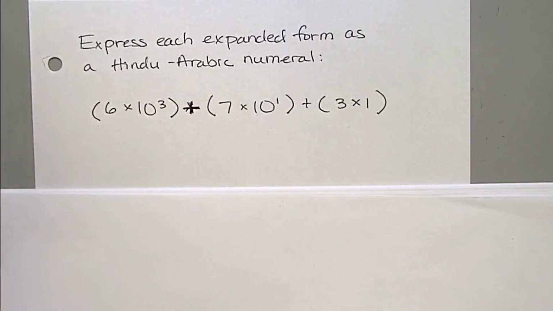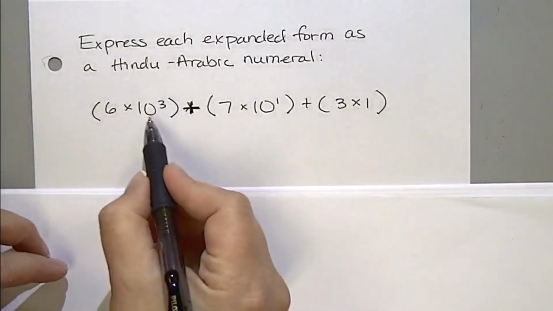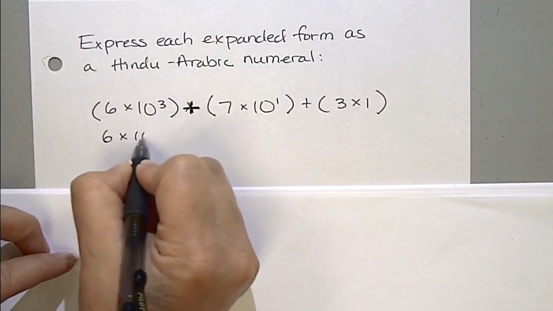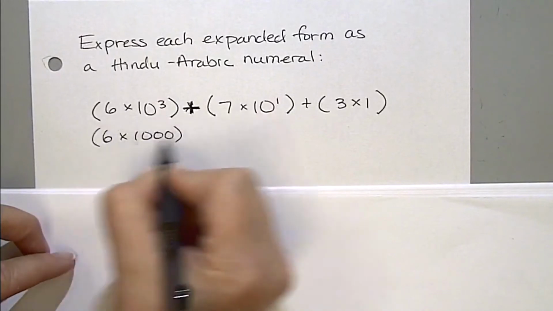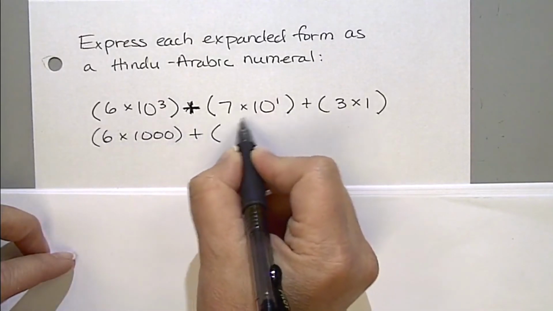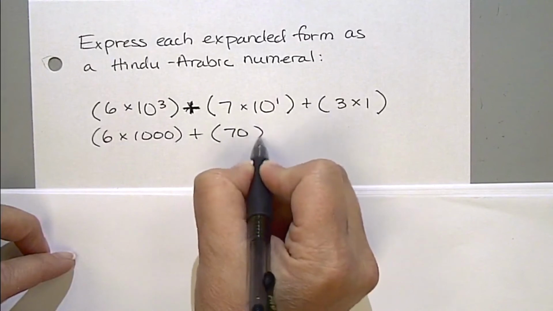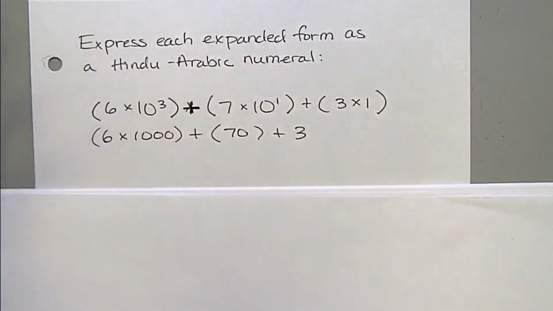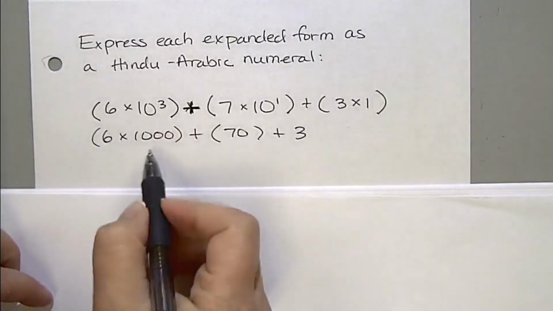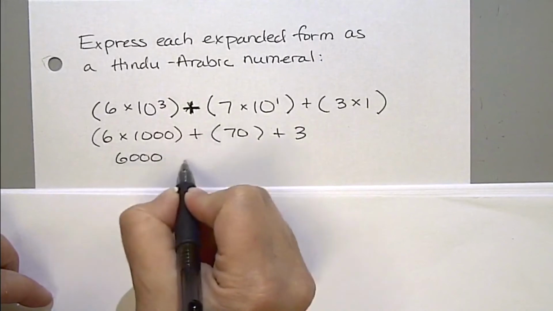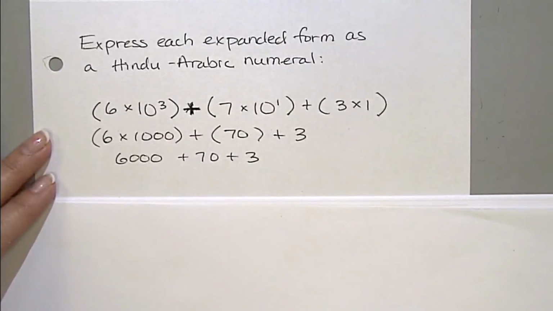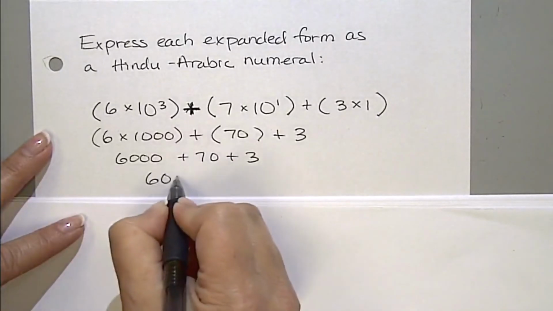And again, the process could be different for each of you. It's however you want to work it out. But you might want to figure out, okay, so 10 to the third is the same as 1,000, so this is 6 times 1,000. And then we know 7 times 10 is 70. 3 times 1 is 3. Okay, if you want to break it down one piece at a time, then that's fine. So this means we have 6,000 plus 70 plus 3. And so altogether we have 6,073.